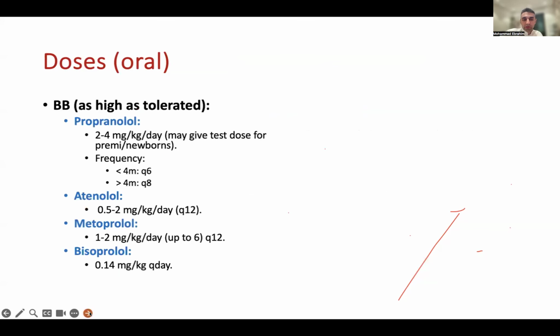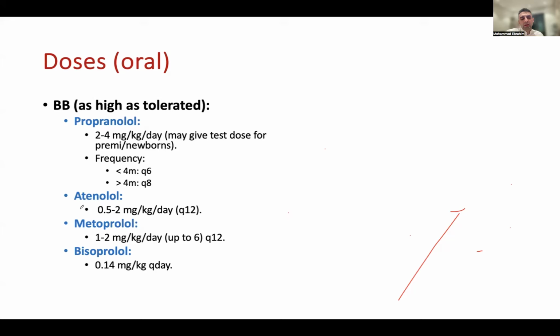Okay, so for the oral, we do, like we said, mainly beta blockers for most SVT forms. In general, for beta blockers, you can go as high as tolerated. But with propranolol, I usually stop at around 4 to 5 milligram per kilo per day, divided every 6 hours for less than 4 months, every 8 hours for more than 4 months. I usually give propranolol for babies because they are often awake and requiring to feed frequently, so it's not a big deal for the families.